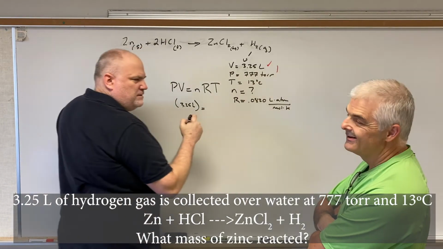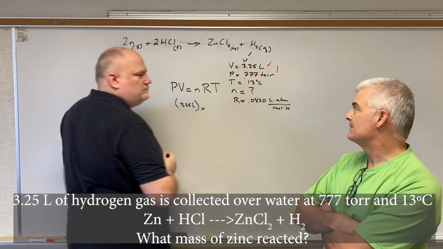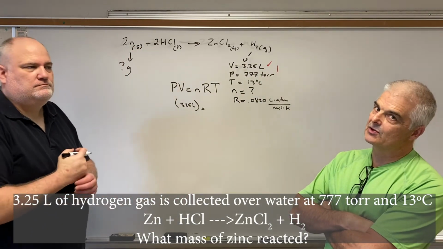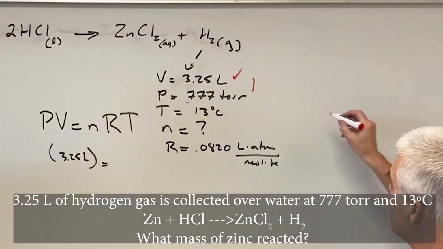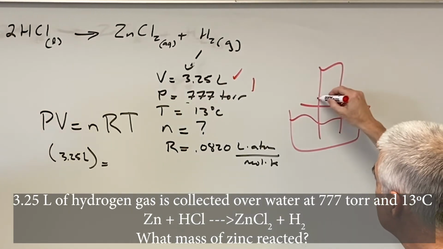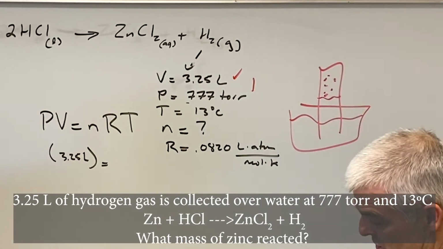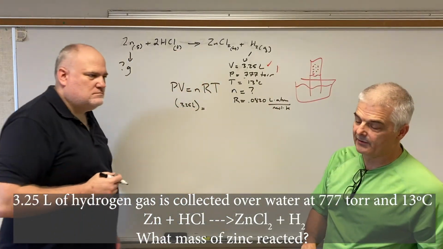Can we use torr, Mr. Bergmann? No, we've got to convert to atmospheres. Now we've got an issue here, and that's something we need to talk about because it's 777 torr, but it said that it was collected over water. If you'll recall, if you're collecting over water, there might be 2 gases. You've got the hydrogen gas, and then you've got a little bit of water vapor pressure.